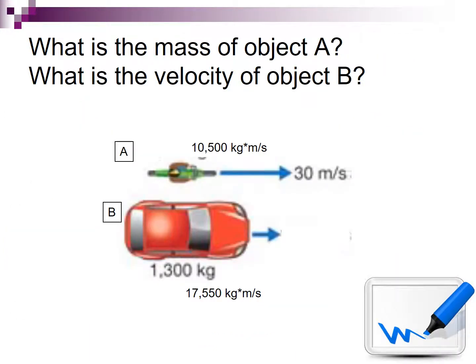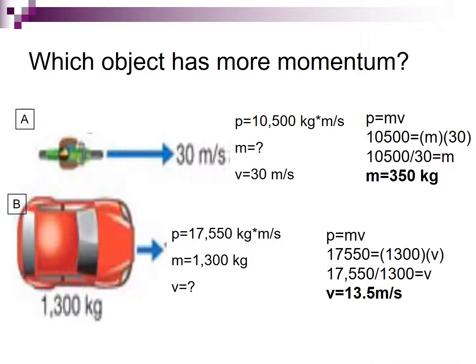So what is the mass of object A? And what is the velocity of object B? If you look at object A, that gives me momentum, because the unit for momentum is kilogram meters per second. And it gives me velocity, 30 meters per second. So that's great, I can figure out mass. B gives me mass and it gives me momentum. I have to find velocity.